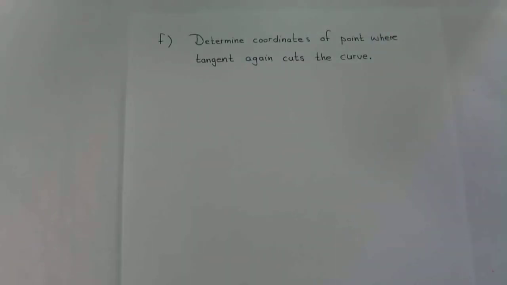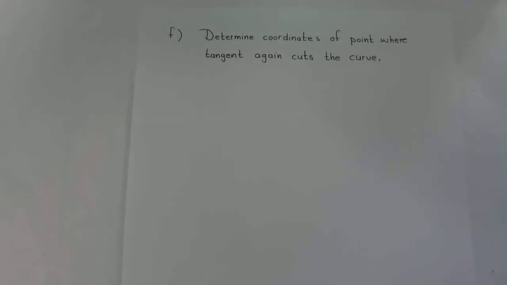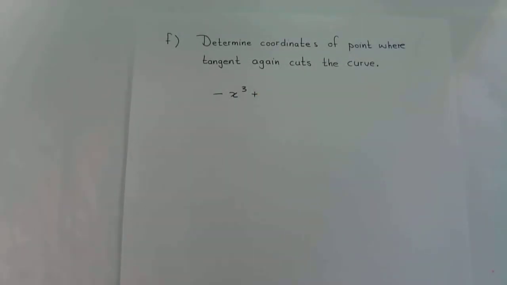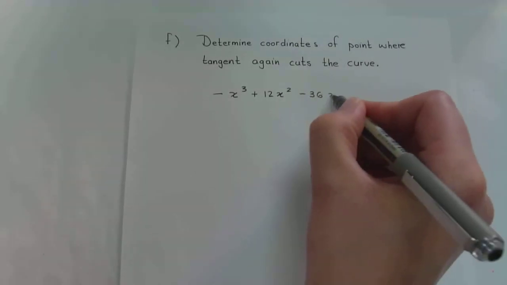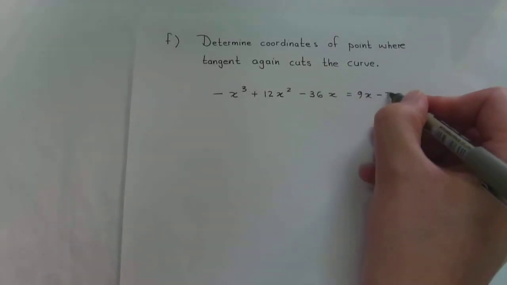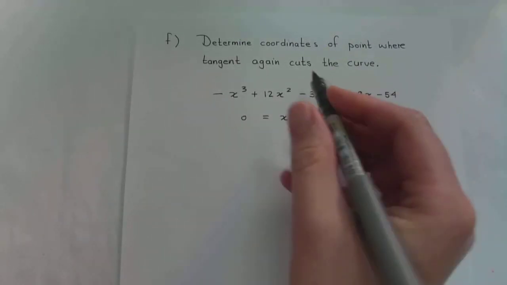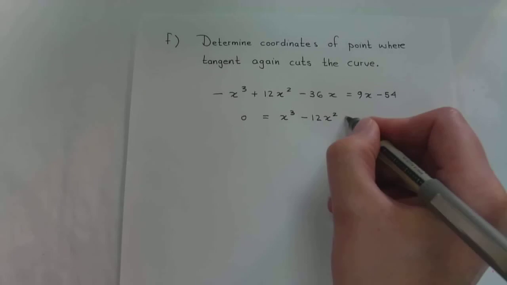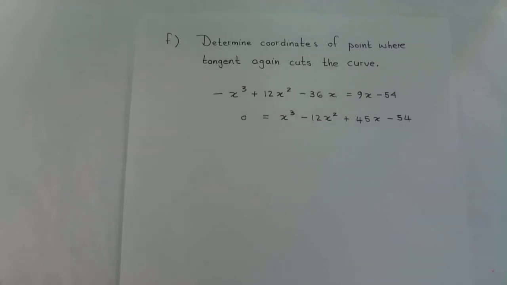And please remember, whenever we're trying to find the points of intersection of a graph, we've got to set the two equations equal. So I go minus x cubed plus 12x squared minus 36x, which is the equation of the curve, and I set that equal to 9x minus 54. I'm going to put it in standard form, which gives me x cubed minus 12x squared, plus 45x minus 54 equals 0. And you can just use your calculator to solve that.